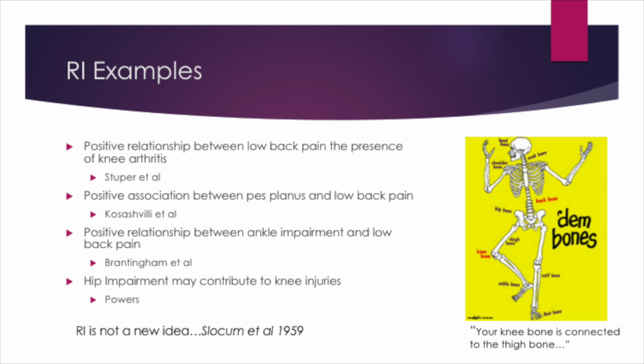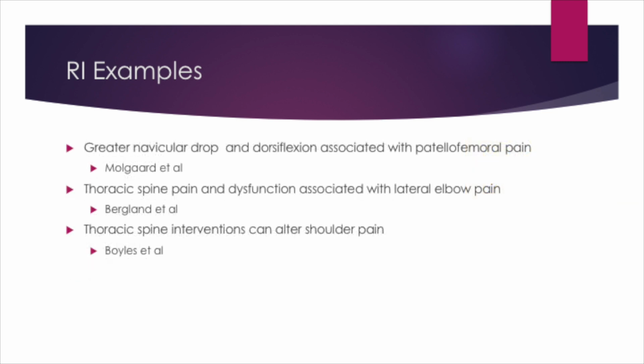Now, here are some other RI examples that we may not commonly think about. There's a positive relationship between low back pain and the presence of knee arthritis. There's a positive association between pes planus and low back pain. And there's also a positive relationship between ankle impairment and low back pain. Hip impairment contributing to knee injuries and knee pain is something that we commonly encounter in athletic training. Another common RI example is greater navicular drop measurements are associated with patellofemoral pain, so remember to consider the roots.